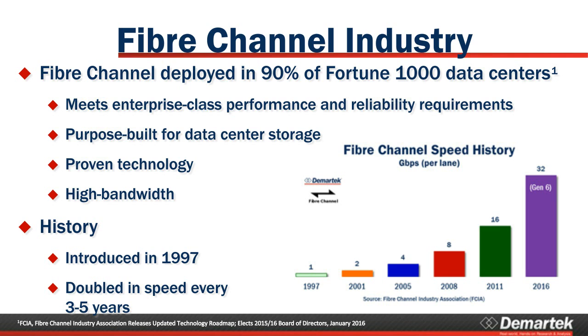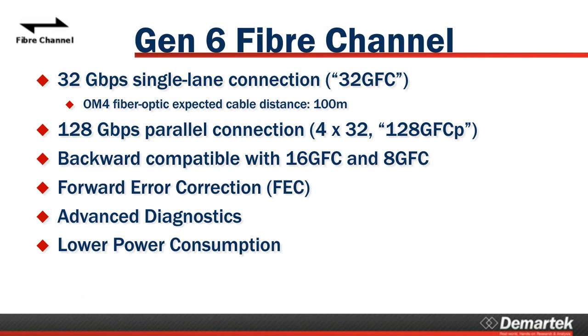So let's talk just briefly about what's known as Gen 6 Fibre Channel. We have the single link connection, known as 32 gig Fibre Channel, or 32 GFC, as you see there. Typically, you can use fiber optic cables. OM4 will take you up to 100 meters at 32 gig. Gen 6 also introduced something called the 128 gig parallel, which is 4 lanes of 32. We won't be talking about that today, other than just to let you know that it exists. 32 gig Fibre Channel, or Gen 6 Fibre Channel, is backward compatible with 2 previous generations. That's pretty much been the standard for Fibre Channel all along. So 32 gig is compatible with 16 and 8 gig.